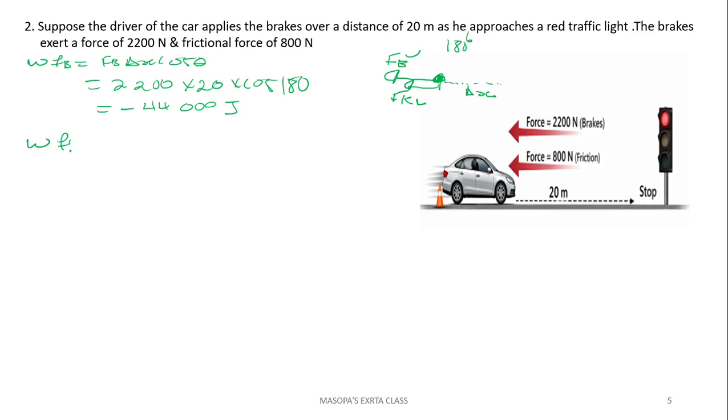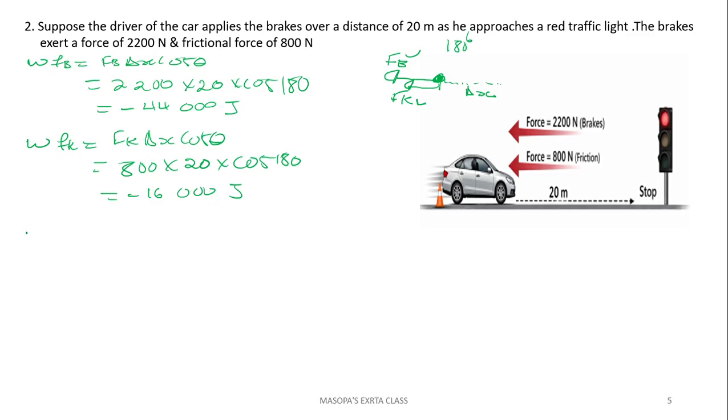Now let's quickly look for the work done by the frictional force. The work done by the frictional force will be the frictional force times delta x times cos of theta. Then it will be 800 times delta x, which is 20, cos of 180, right? And then you are getting negative 16,000 joules.